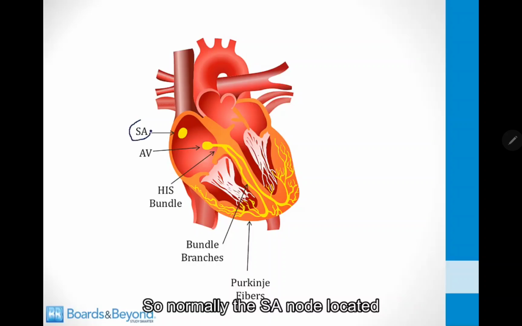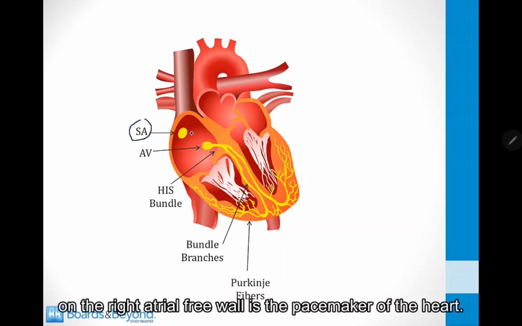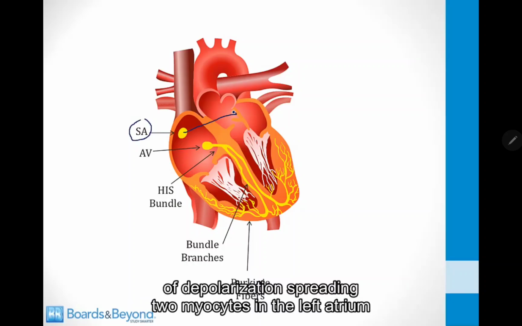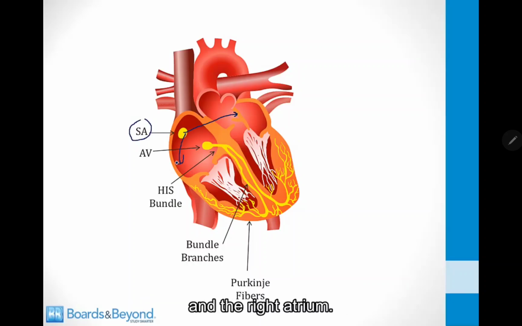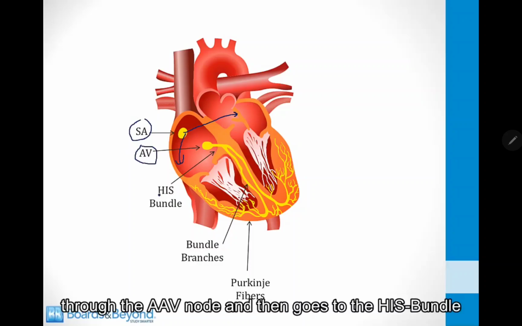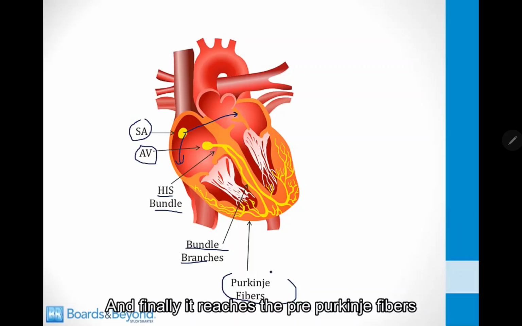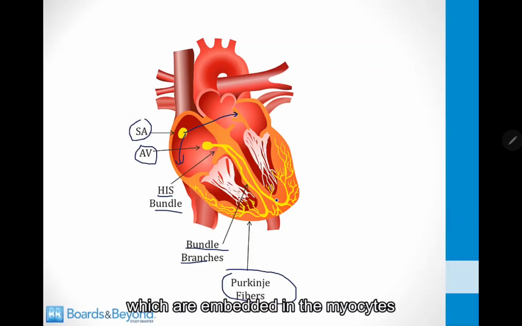So normally the SA node, located on the right atrial free wall, is the pacemaker of the heart, and it depolarizes and sends a wave of depolarization spreading to myocytes in the left atrium and the right atrium. From there, depolarization funnels through the AV node and then goes to the His bundle and then the left and right bundle branches. And finally, it reaches the Purkinje fibers, which are embedded in the myocytes of the left ventricle and right ventricle. And when the Purkinje fibers depolarize, they lead to ventricular depolarization.